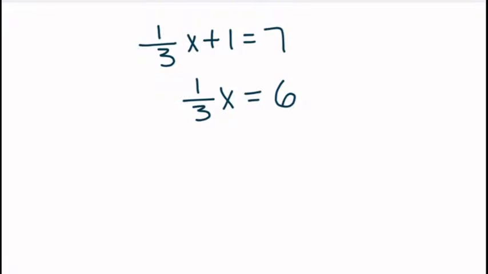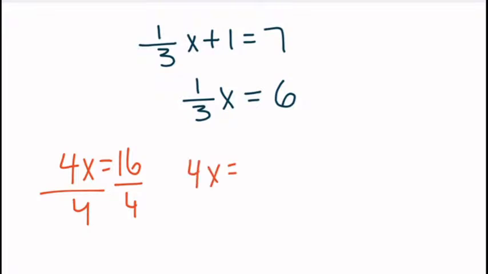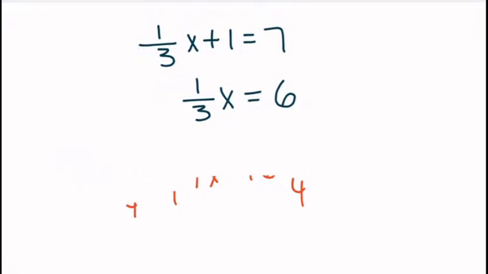And I mentioned this in the beginning of the video, but if you have 4x equals 16, and you divide by 4, that's essentially the same thing as multiplying by 1/4. Besides, you can't really go wrong with that. So it's the same thing. And now if you take a look at this problem, we have 1/3 x equals 6.